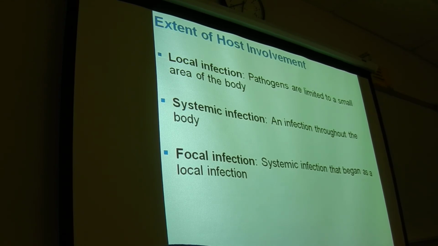So again, there's different types of infections. Local infection, where the pathogens are limited to a small area of the body. That would be like a rash on your arm, let's say. That would be a local infection. Systemic infection is typically more severe. It's when you have an infection throughout the whole body. Focal infection is when you have a local infection, again, that's not treated correctly, and it becomes a systemic infection.